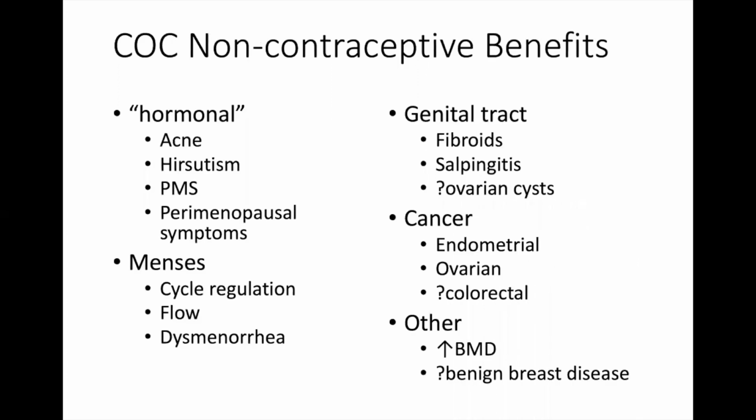For combined birth control, we have non-contraceptive benefits. So hormonal benefits: you can treat acne, hirsutism, premenstrual symptoms. You can even treat perimenopausal symptoms. It regulates the cycle, decreases the flow, and decreases the amount of dysmenorrhea that some patients experience with their periods. Genital tract: it can treat fibroids, it can prevent salpingitis. It has somewhat of a role in ovarian cysts, decreasing the formation of ovarian cysts.